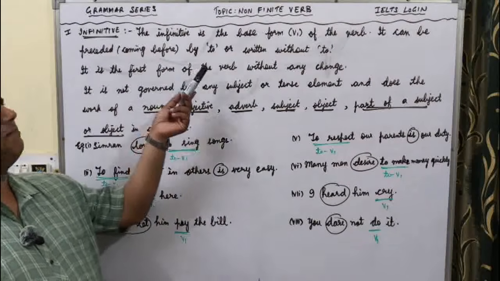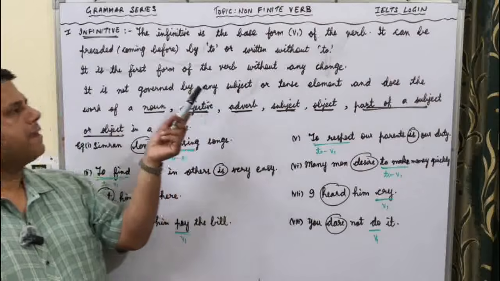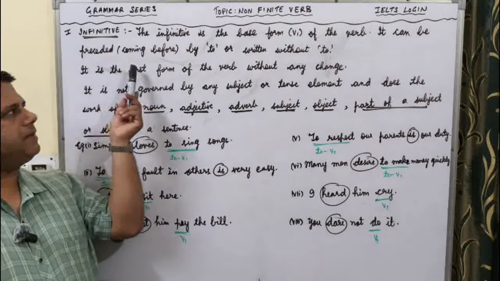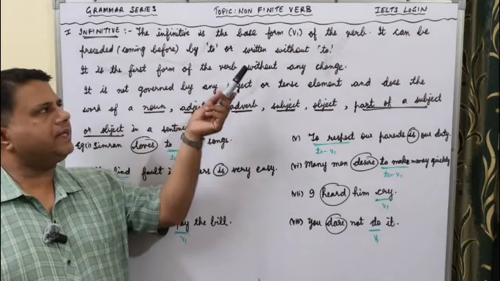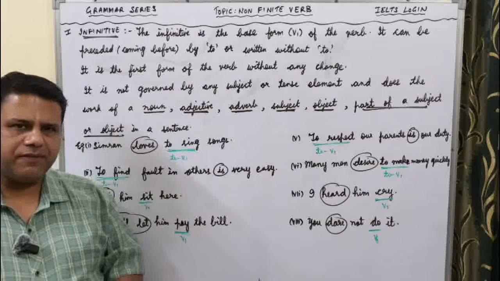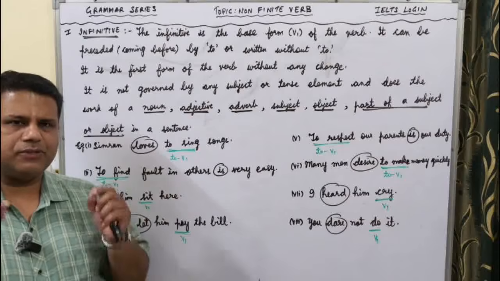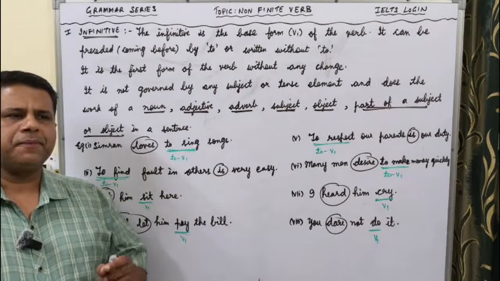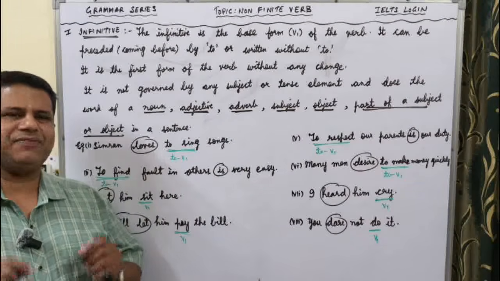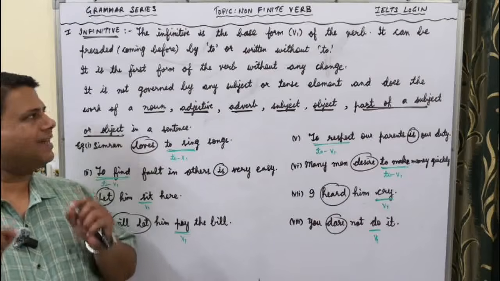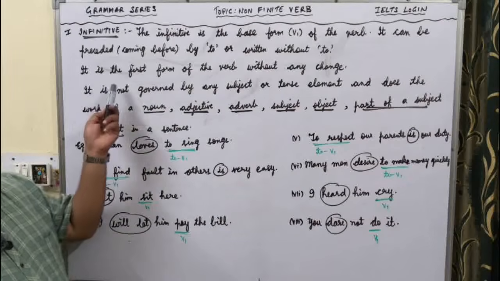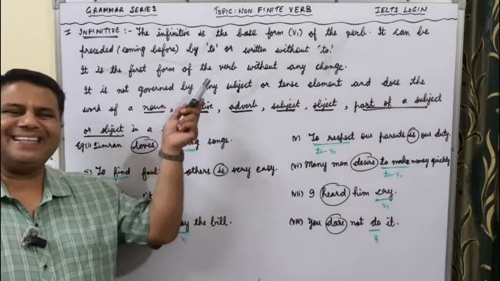So the infinitive is the base form of the verb. It can be preceded, means coming before, by to, or written without to. So these are 2 types of infinitive: to infinitive and bare infinitive. If it is used with to, then it is called to infinitive. If it is used alone, that is without to, then it will be called as bare infinitive. It is the first form of the verb without any change.